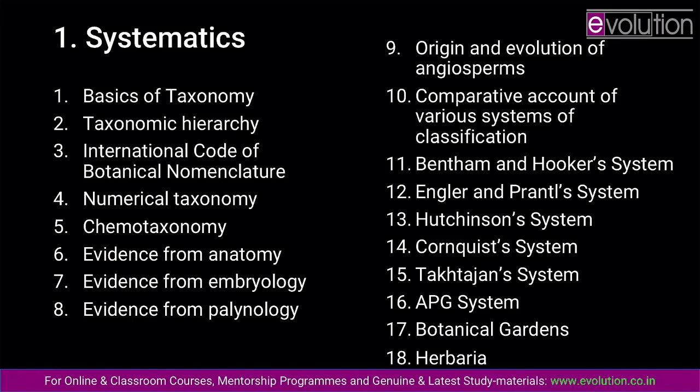Most commonly asked systems are the first 3 systems, Bentham and Hooker, Engler and Prantl, and Hutchinson. But once in a while, for comparison Cronquist system, Takhtajan system and APG system have also been asked. So these are the 18 topics which you have to do under systematics.